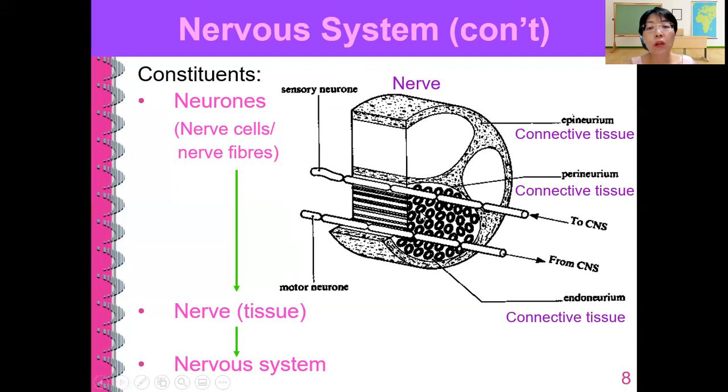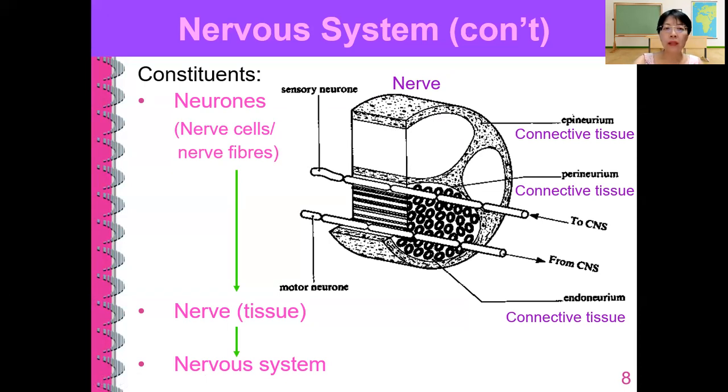Okay, so we can have different neurons that arrange together in bundles. And the electrical impulse that they transmit can be moving in opposite directions. Okay, so these are connective tissue around the bundles of neurons. Everything, the whole thing, will form the nerve. So this is the nerve.